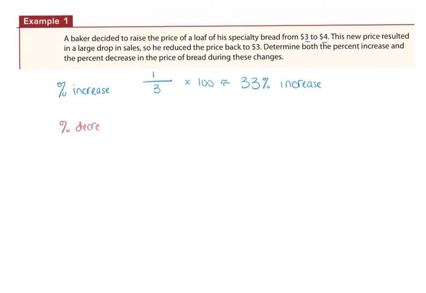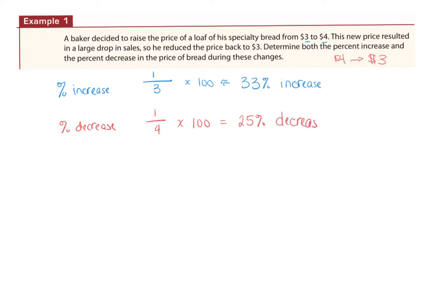the difference in price is still $1, right? But this time it went from $4 to $3. So the decrease amount is still $1. But here, what's the original? It's 4. And when we do 1/4 times 100, we're going to get exactly 25% decrease.